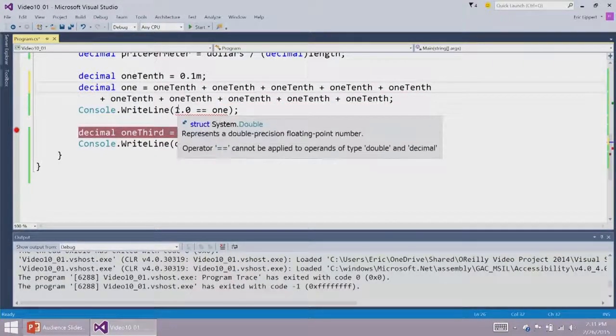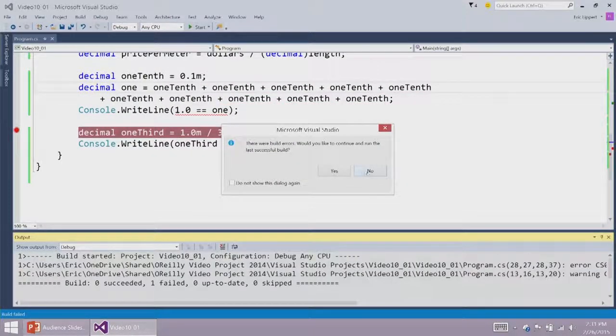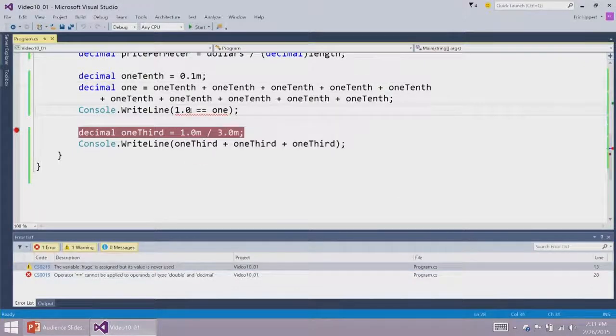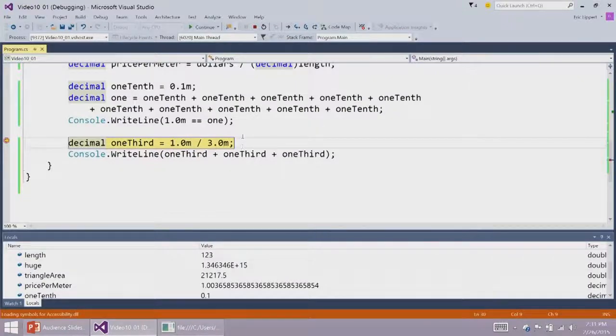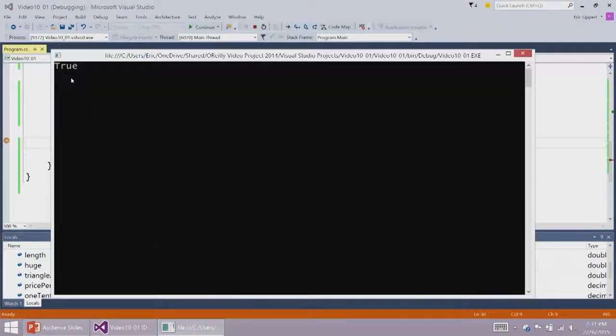All right, and now if we run this program again, change that one to a decimal. And now if we run this program again, then we can see this time it's true.